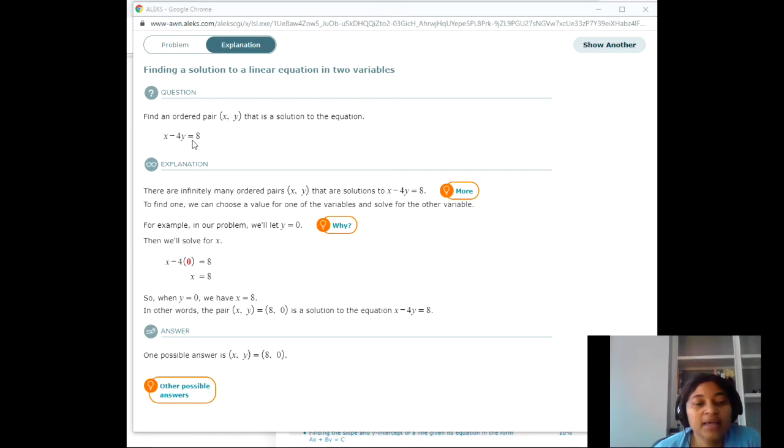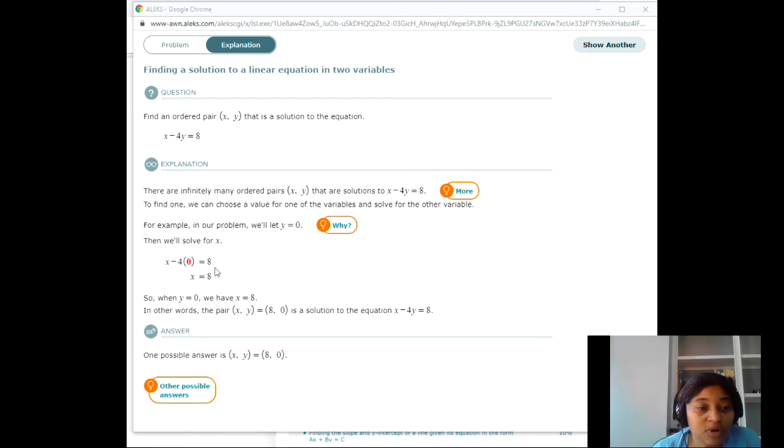Now in this type of problem, in order to find a pair, you can replace the x or you can replace the y. Here they are replacing the y with the 0. That's probably the easiest route to go. However, you do have other options that you can use. So here they replace the y with 0. If you replace the y with 0, you'll know what the pair is in the end for the x and the y. So you will have x minus 4 times 0 equals 8.